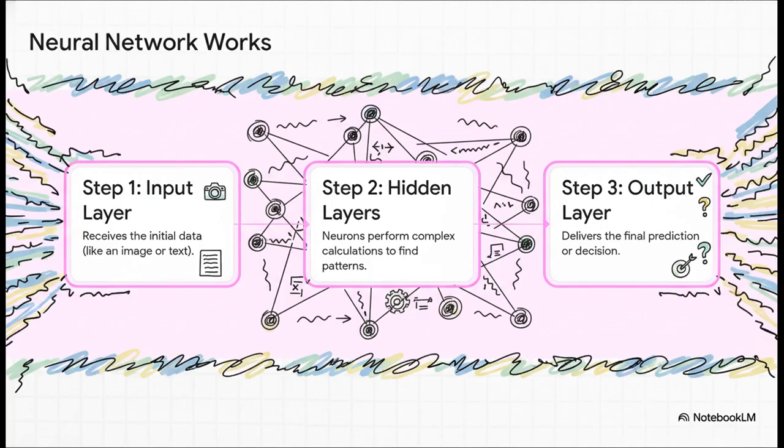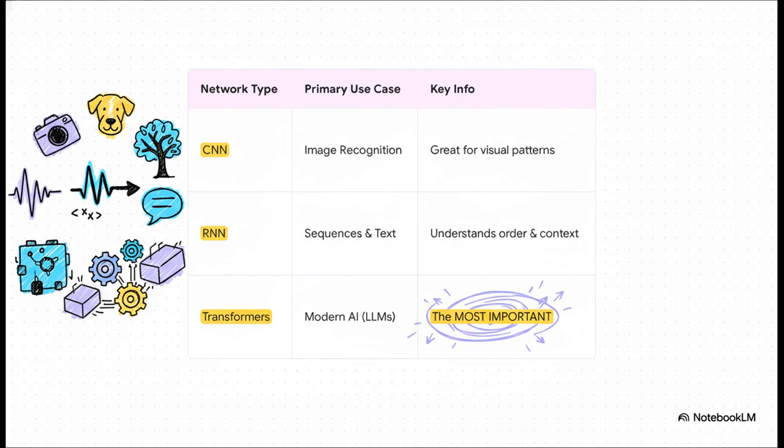Now, you use different tools for different jobs, right? CNNs are the masters of anything visual. They're perfect for image recognition. RNNs are built for sequences, so they're great at understanding the order and context in a sentence. But the absolute game changer, the one you have to know, is the transformer. This is the architecture that powers models like ChatGPT. Its secret sauce is that it can look at a whole chunk of text and figure out which words are the most important no matter where they are in the sentence. Honestly, understanding transformers is the key to understanding modern AI, period.